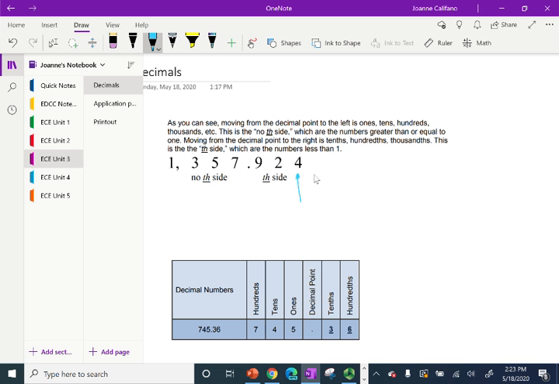So we would say thousandths. We would read this number 1,357 and 924 thousandths. And we always use a THS at the end of that word so we know the difference between a thousand and thousandths.